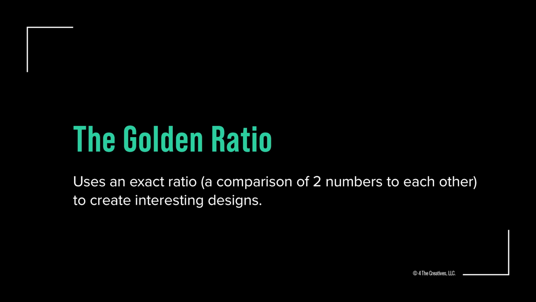Then there is the golden ratio, which simply uses a grid based on an exact ratio, which is defined as a comparison of 2 numbers to each other. It was adopted a long time ago as a way to make interesting asymmetrical designs. The ratio is 0.618 to 0.382.